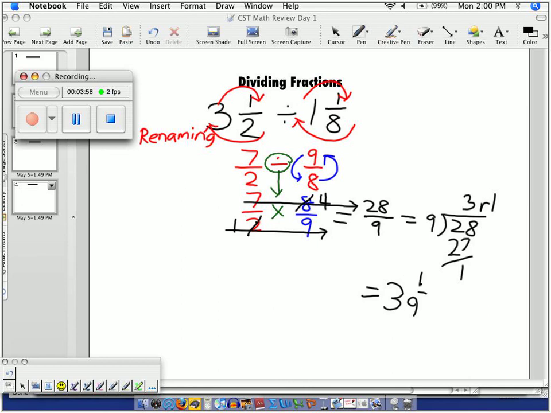Okay? That answer, 3 1/9, means if you have 3 1/2 and you are trying to pull out groups of 1 1/8, you can do it 3 whole times, but you're going to have only 1/9 of a time left over. Okay?